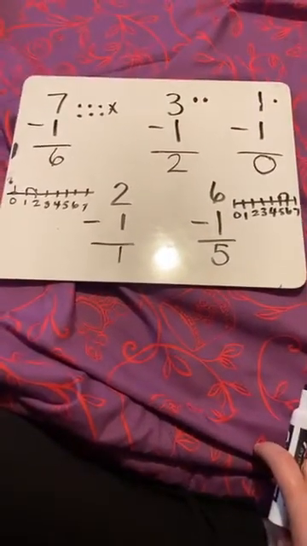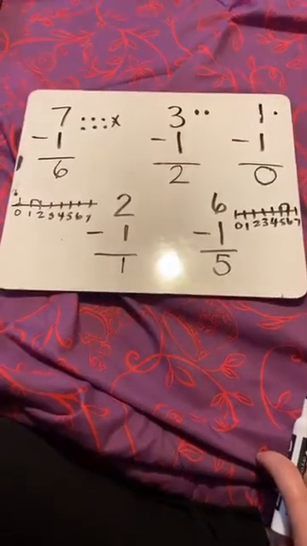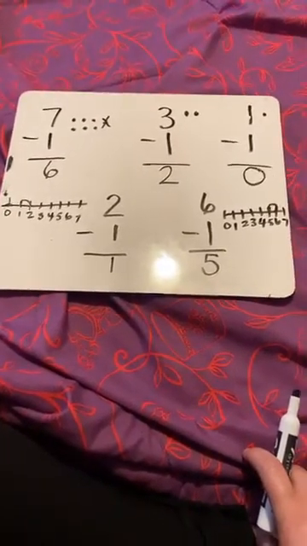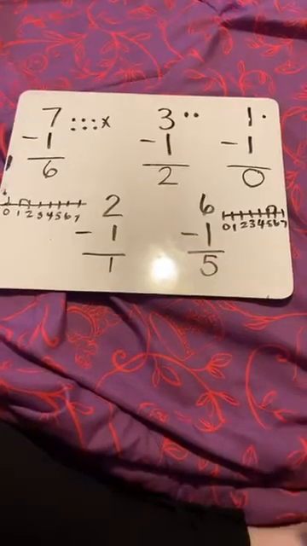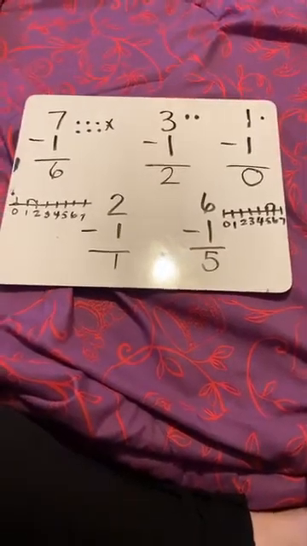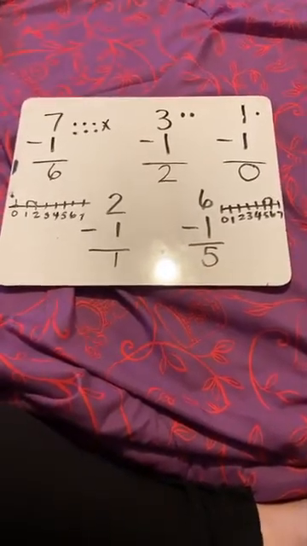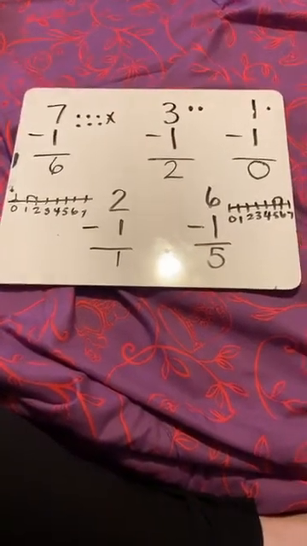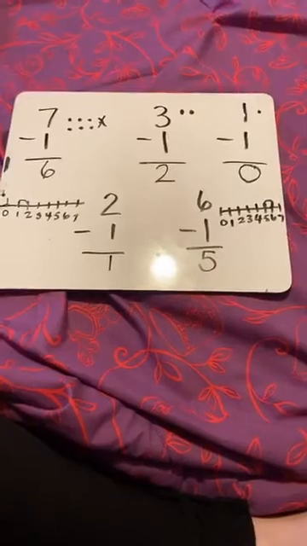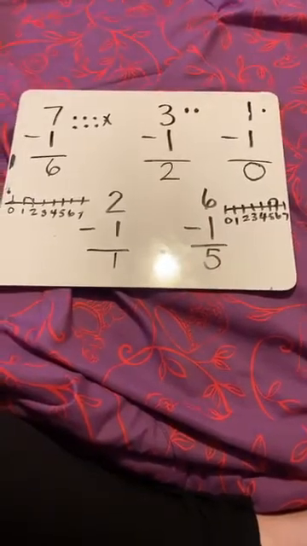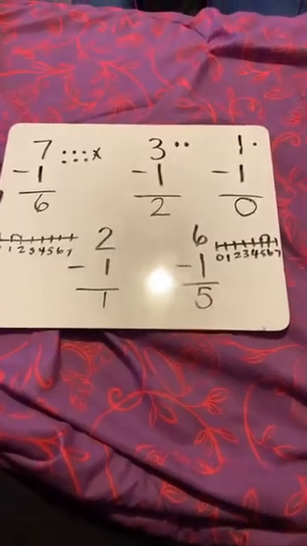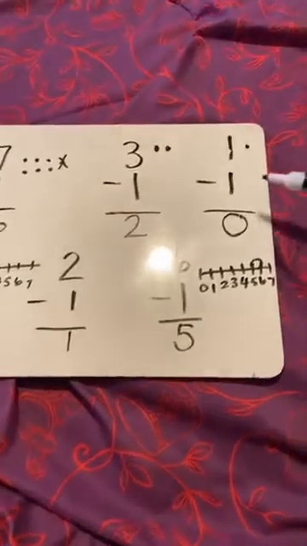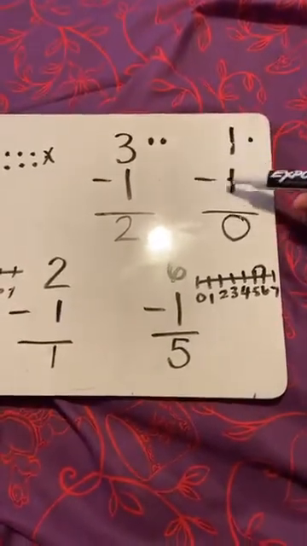Now let's look at all these problems here. What do you notice? 7 minus 1 is 6. 3 minus 1 is 2. 1 minus 1 is 0. 2 subtract 1 is 1. And 6 take away 1 is 5. Well, did you notice something? I did. Just like yesterday. We have a 1 and a 1.